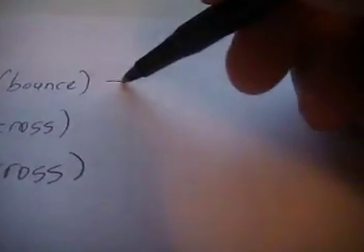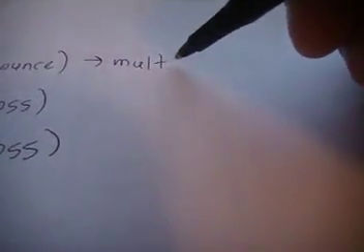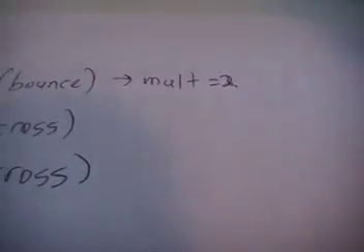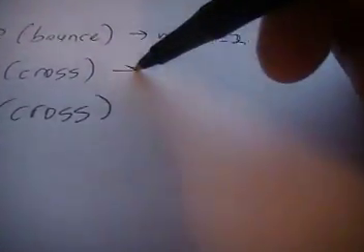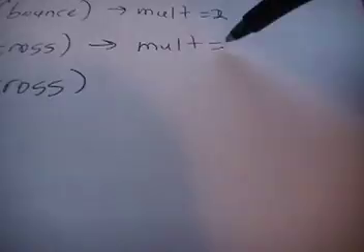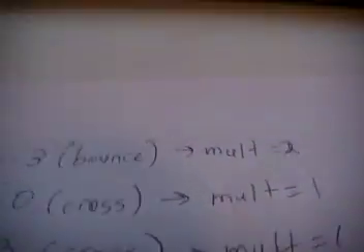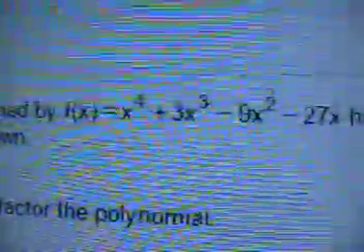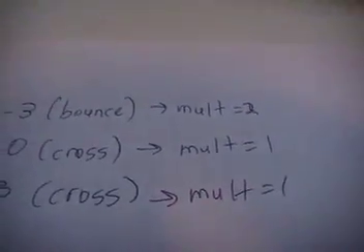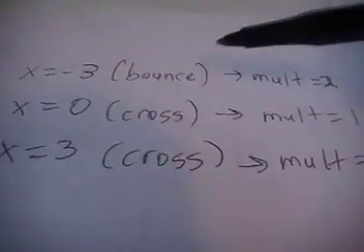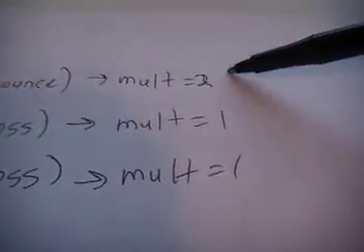Bounce means you have to have at least a multiplicity of 2, but some even number. If you cross, you probably are 1s, but it could be 3 or 5 also. But the original problem was x to the 4th, so the most there can be is 4 zeros, 4 solutions. We're only getting 3 because 1's a repeated 1. The negative 3 is happening twice. That's what the multiplicity tells you.